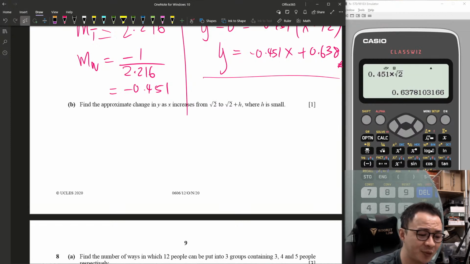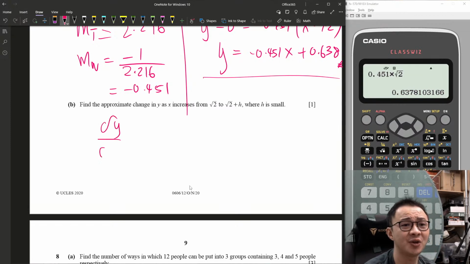Approximate change. Okay, approximate change, we know we use a small change formula. Change of y over change of x equals dy/dx.